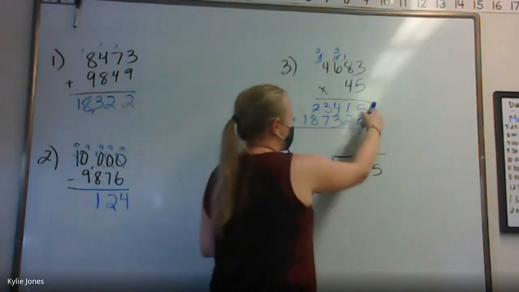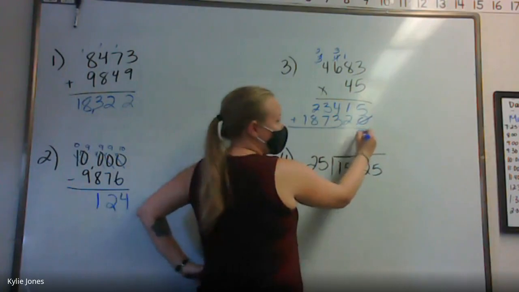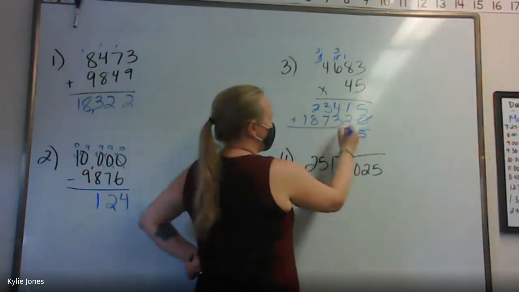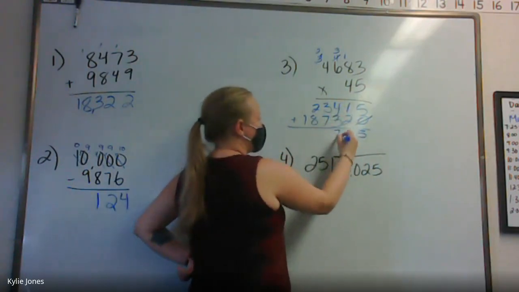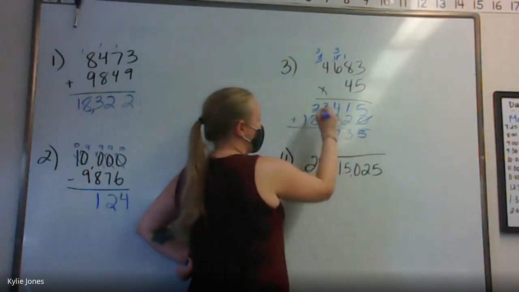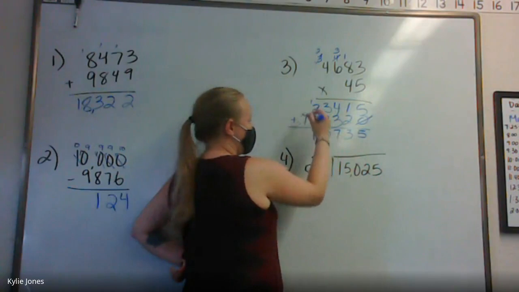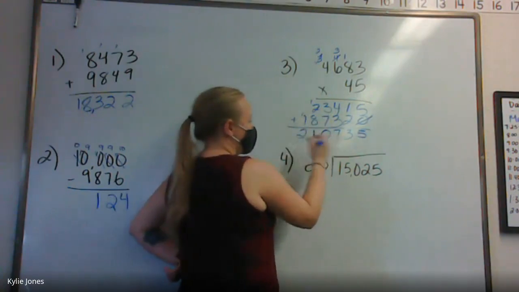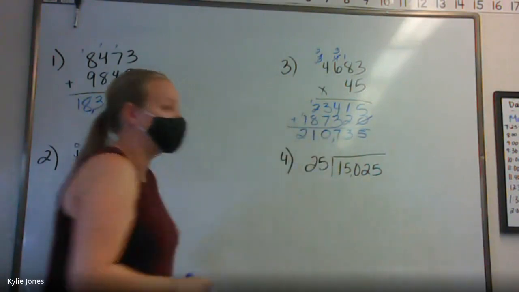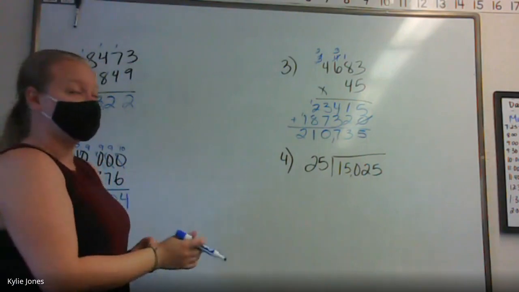Good. Add it. What is 5 plus 0? 5. What is 1 plus 2? 3. 3 plus 4? 3 plus 7? 1 plus 2 plus 8? 11. 11 and 1 plus 1. So you should get 210,735. Is that good on that?